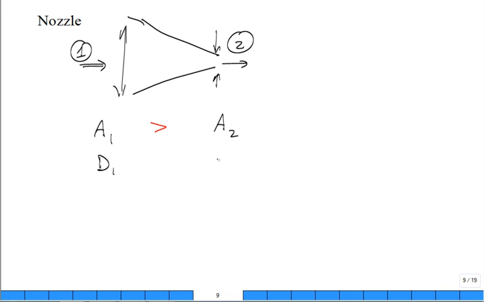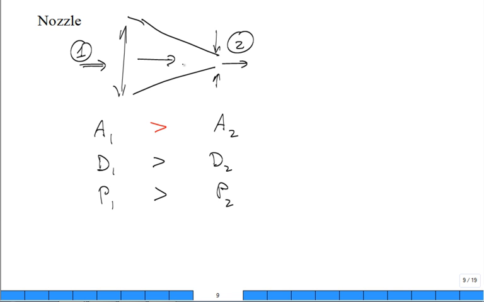What about the diameter inlet, diameter outlet? If they're both round, inlet and outlet round, that's common. Which one's larger? All right, what about the pressure? Which way do you think the pressure is going to work? Which one's higher? P1's higher than P2. Why would P2 be higher? Which way is the direction of flow? From 1 to 2, right?